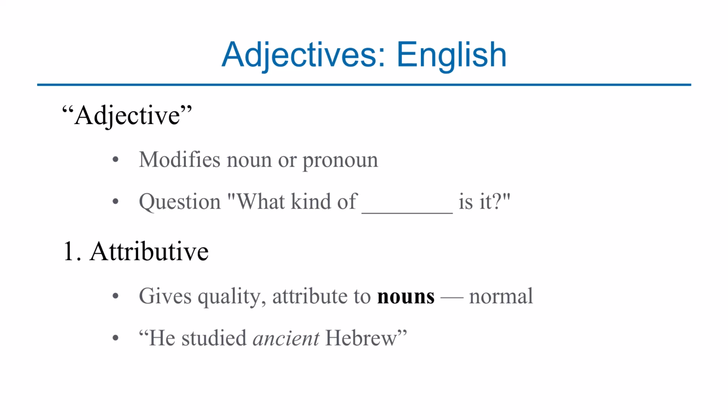For example, he studied ancient Hebrew. What kind of Hebrew did he study? He studied ancient Hebrew. The word ancient there is an adjective. It's functioning in the attributive way, adding meaning to the noun Hebrew. It's modifying, it's giving more meaning to the word Hebrew. And so when you have an adjective that is adding more meaning to a noun, we say that that is functioning in the attributive way.